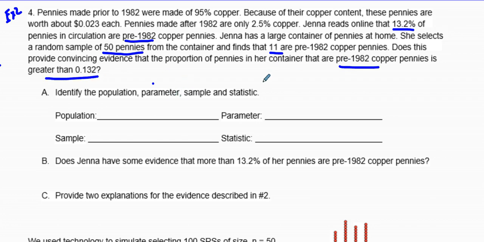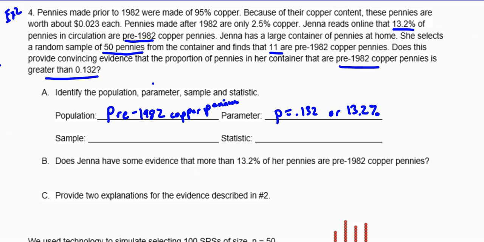So we want to find out about our population. In this case it's not our mean, but we're going to talk about p. This is a proportion, and our population is pre-1982 copper pennies. Our parameter, p, is going to be 0.132, or what we have up here, 13.2%. And that's what we know.